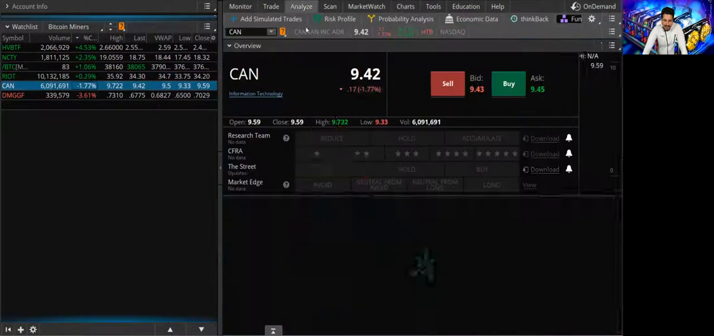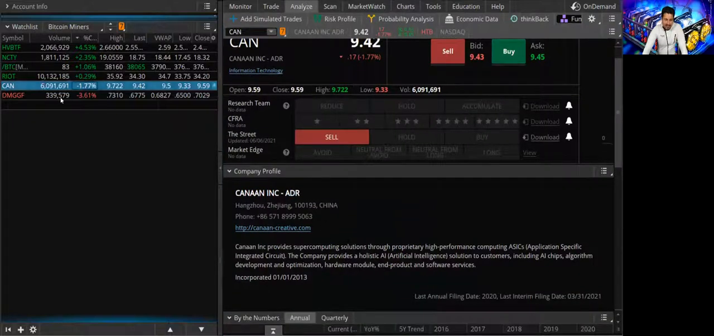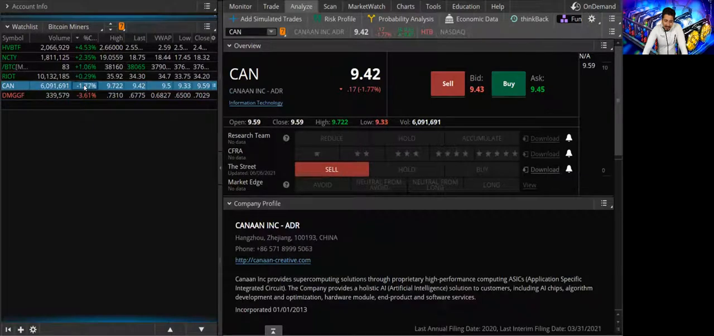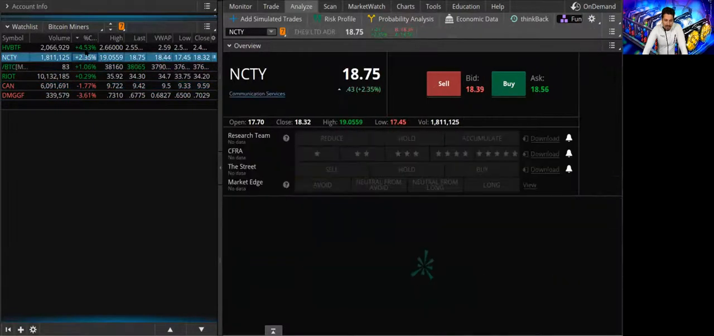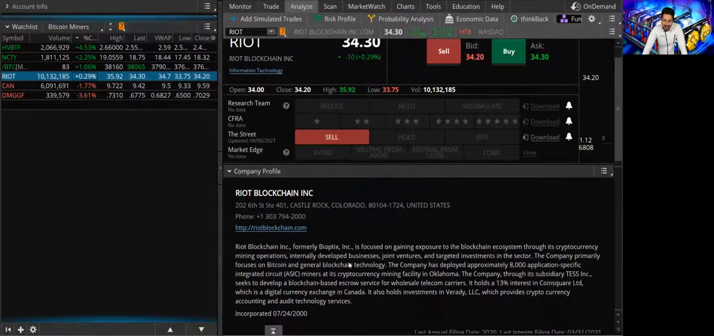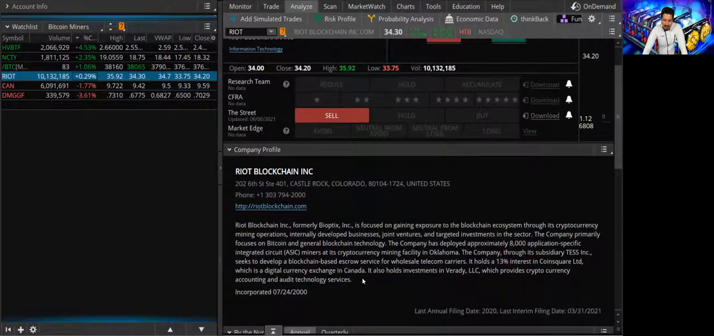And then you have CAN. This one is based in China. And then you have DMGGF. I believe this one's also maybe based in China. So a lot of these miners are actually based in China. But if you are interested in only investing in U.S. companies, Riot will be the one that I recommend you to look into.